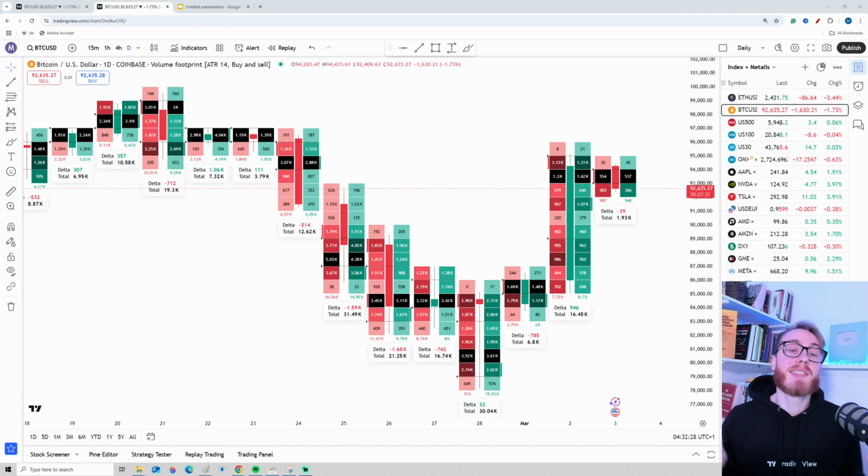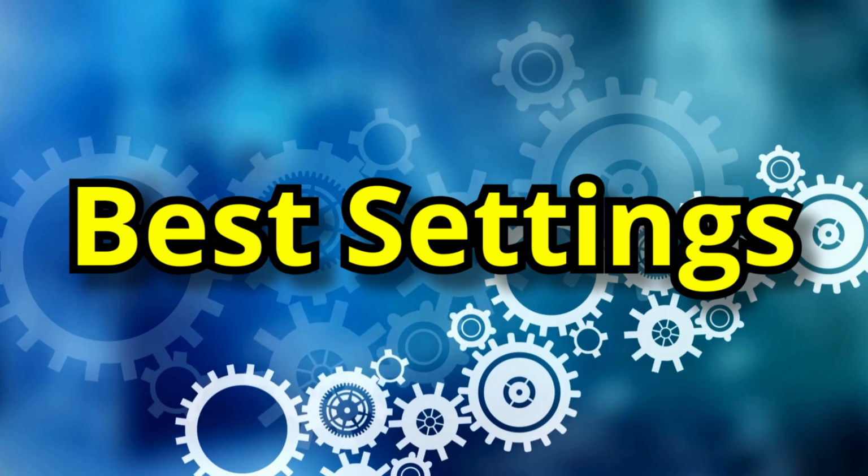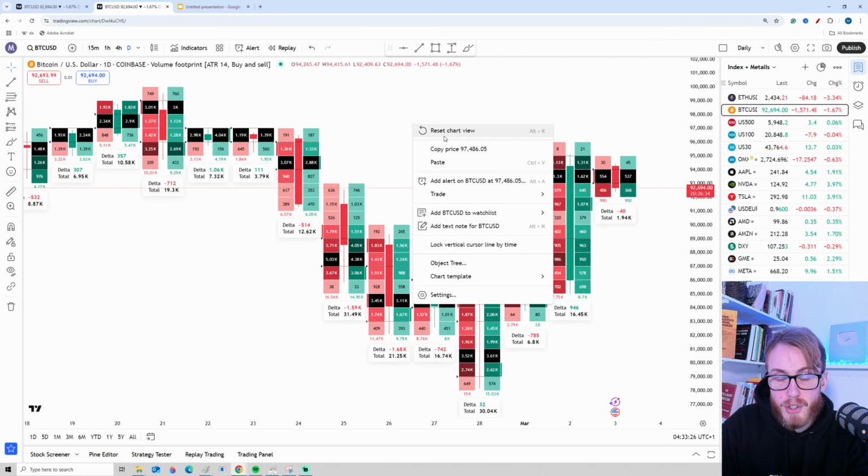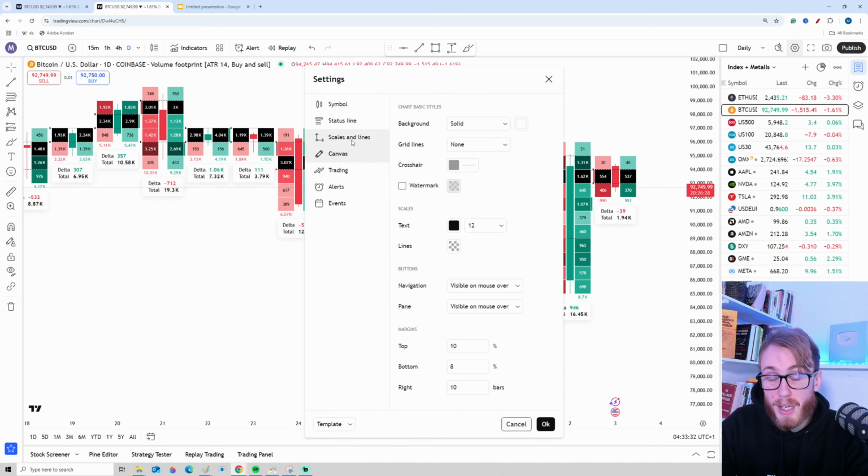But alright guys, so at this point you know how to find the volume footprint, and now you also know how to actually read the volume footprint. We know that we're talking about buying volume or selling volume, or in other words, buying pressure and selling pressure. And you also know what the different numbers actually mean. So now guys, we are actually ready to change a few settings. To change the settings of the volume footprint, you want to right click anywhere on the chart, and then navigate down right here to where it says settings. So we actually need to change the chart settings right here.